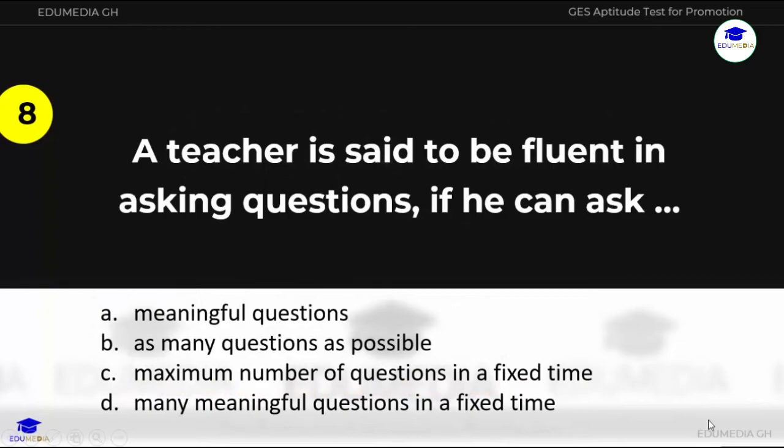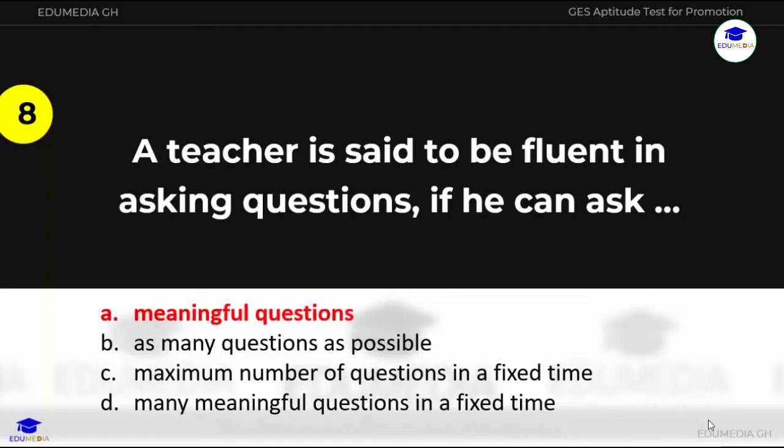A teacher is said to be fluent in asking questions if he can ask A. Meaningful questions, B. As many questions as possible, C. Maximum number of questions in a fixed time, and D. Many meaningful questions in a fixed time. The correct answer here is A.